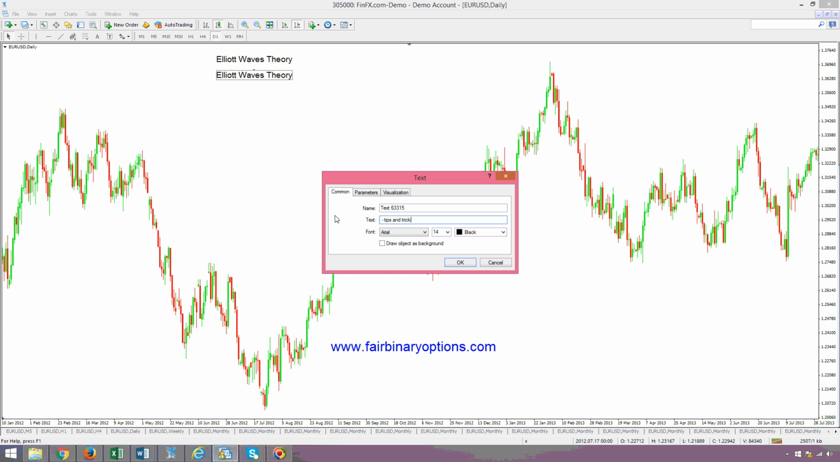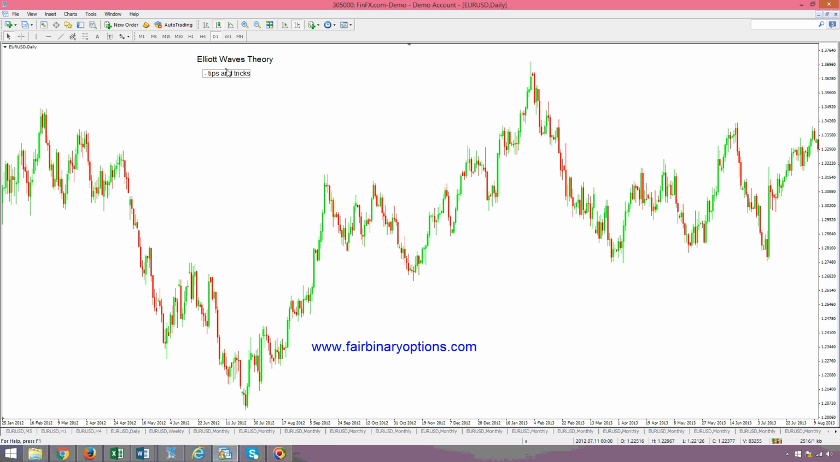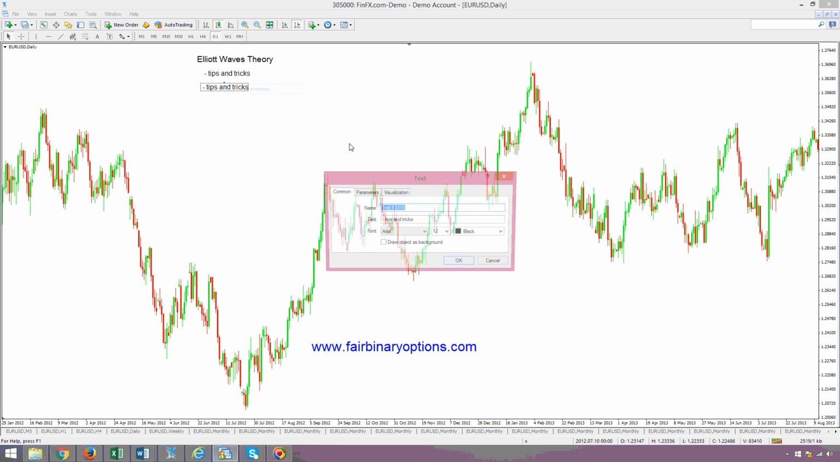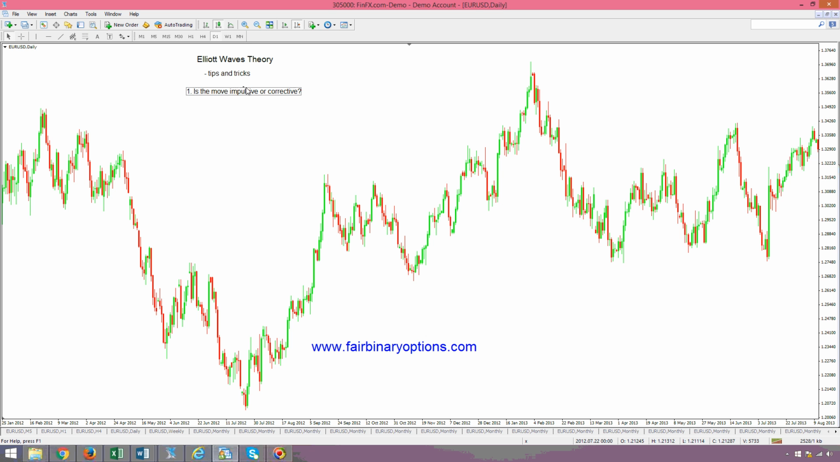Well, the first thing that should come to mind when you trade with Elliott Waves theory and you look at the move is to ask yourself a very important question. Number one, if you look at the move, is the move impulsive or corrective? That is the very first thing one needs to ask.